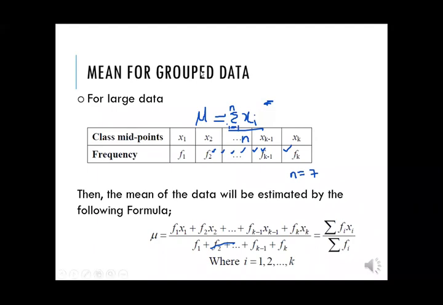Now, moving on, let me just clear the screen. So for large data sets, what we do is with grouped data. For grouped data, you find the class midpoints, because they are in class limits. You find the class midpoint first, which will give you your x values, and then multiply with the frequency. If you remember, we had a frequency and then the class limits.